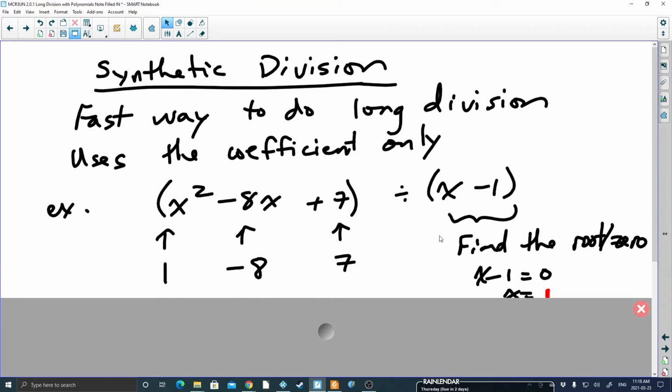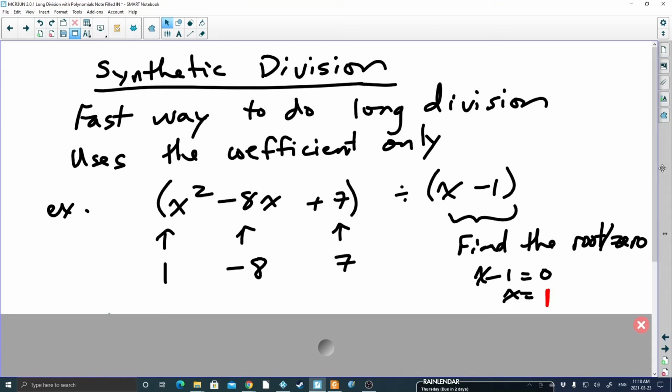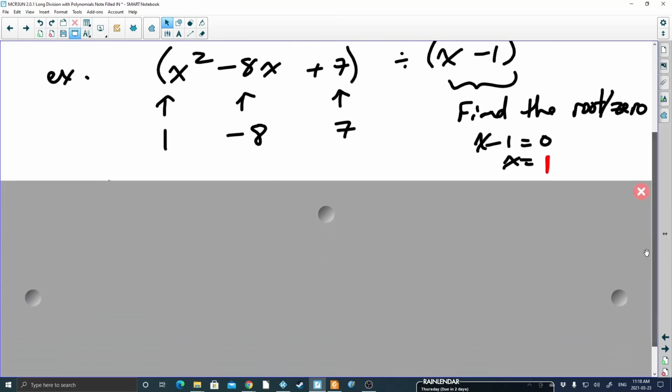In order for this to work, what we need to do is find the root or the 0 of the divisor itself. So x minus 1 is what we're dividing by. If I make that equal to 0, we're going to get x equals 1 as our answer. You'll see where that x equals 1 comes into play in a second.